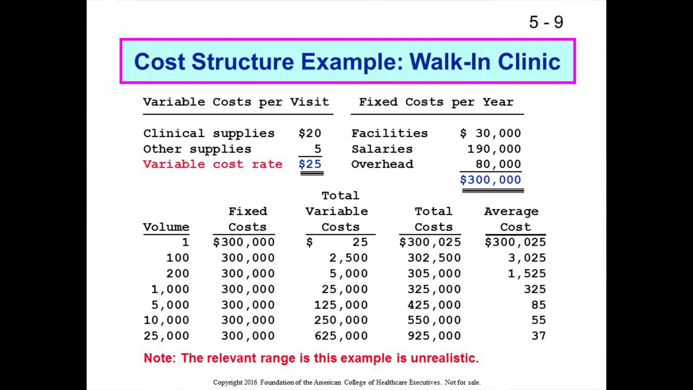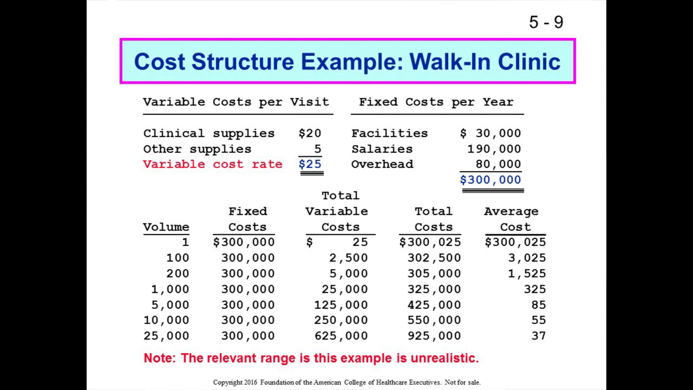And then what you can see is it keeps going up. It starts at 300,000 and goes up from there, right? What's interesting is if you think about average costs. So what's an average cost? Well, you take the total cost and you divide it by the volume. So if we see one patient, it's 300,025. If we see two patients, that's 150,012, right? If we see three patients, it drops to 100,008 per visit.